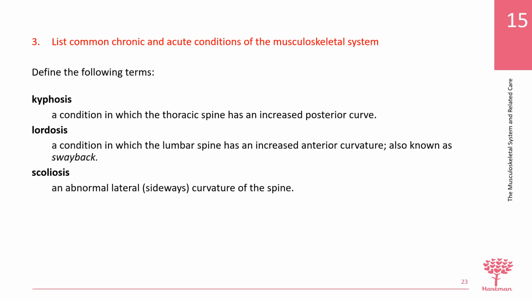All right, now let's take a look at some of the curvature disorders in this body system. Kyphosis is a condition in which the thoracic spine has an increased posterior curve. Lordosis is a condition in which the lumbar spine has an increased curvature, also known as swayback. And then scoliosis is an abnormal lateral or sideways curvature of the spine.